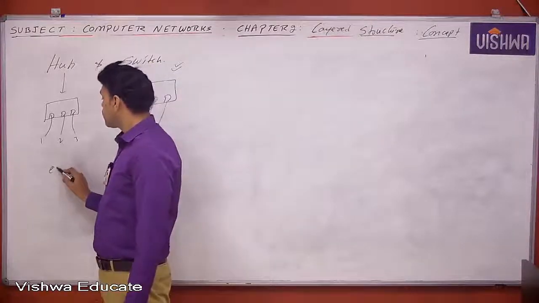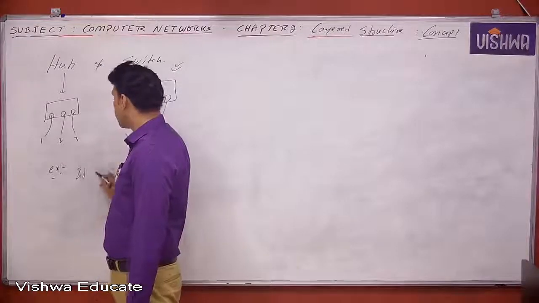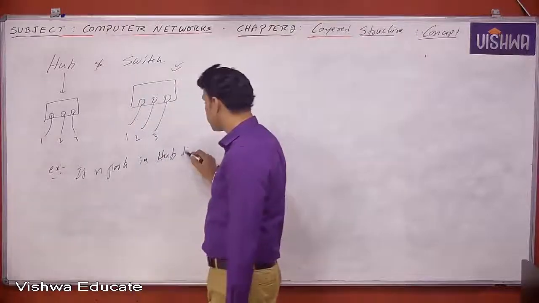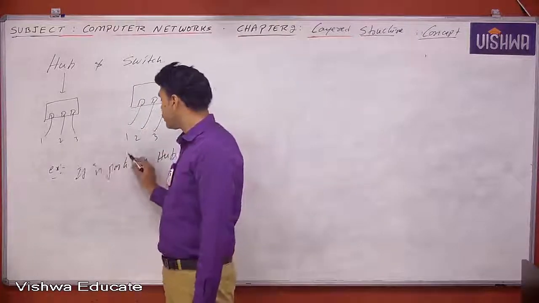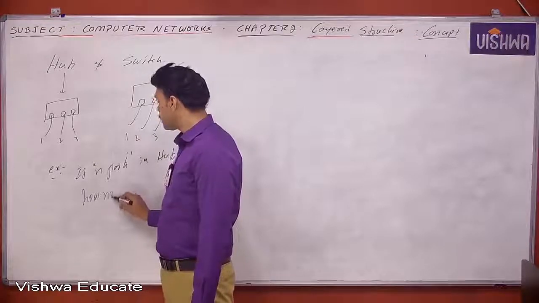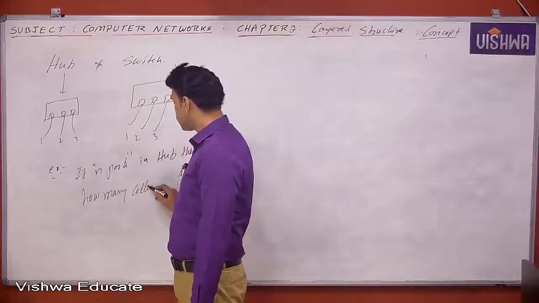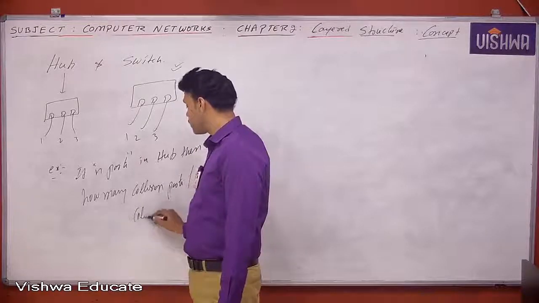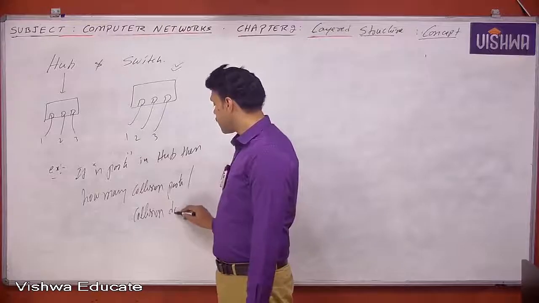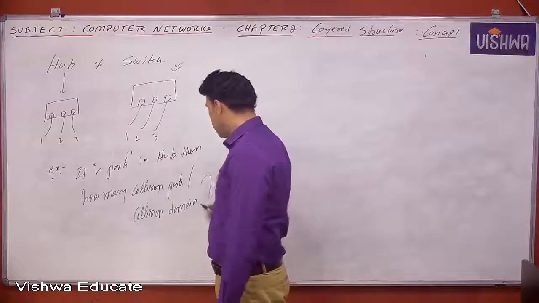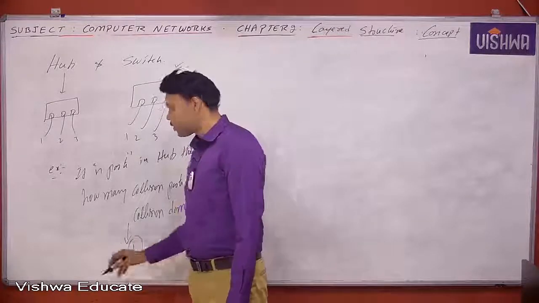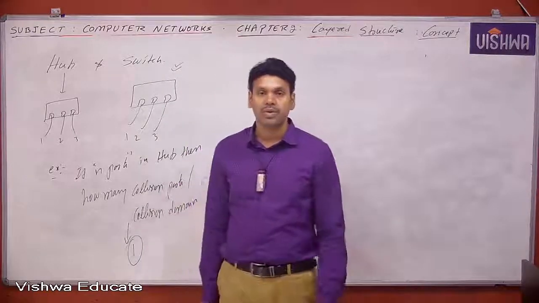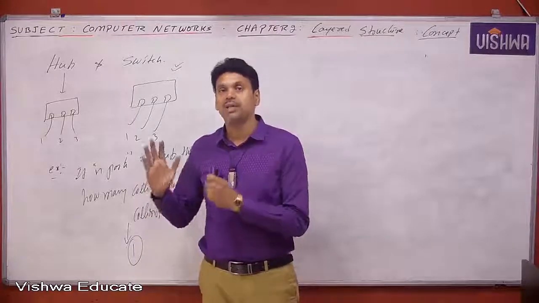And another question I want to ask you here, if there are n ports in a hub, how many collision domains? Now you can say the answer. How many, friends? It is only one. Why? Because hub itself is acting as only one collision domain, but in switch it is n collision domains.